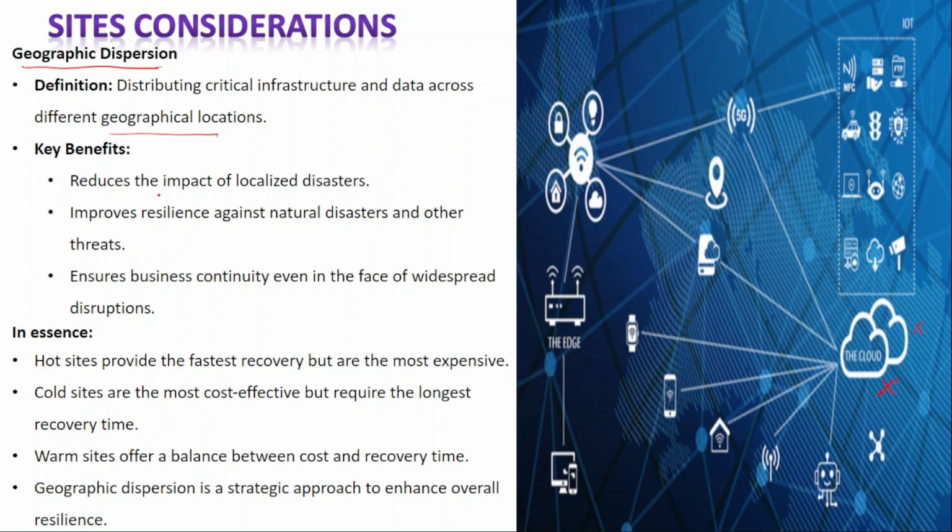Benefits include that it reduces the impact of localized disaster. As I said, it improves resilience against natural disasters and other threats, and ensures business continuity even in the face of widespread disruption. In essence, hot sites provide the fastest recovery but are the most expensive. So this is the summary. Cold sites are the most cost effective but require the longest recovery time. Warm sites offer a balance between cost and recovery time. And geographic dispersion is a strategic approach to enhance overall resilience.